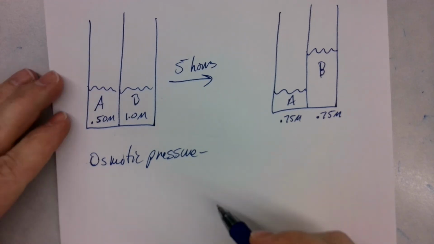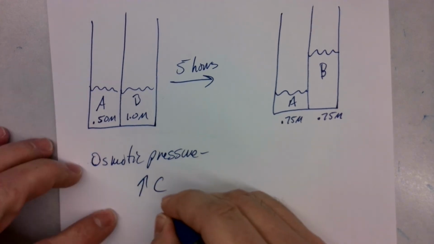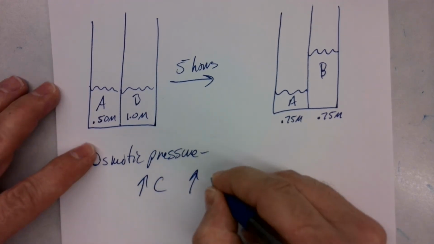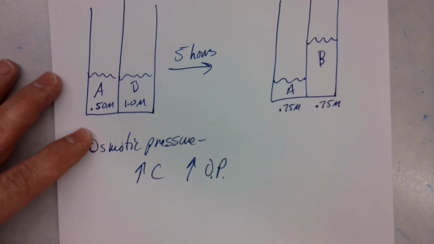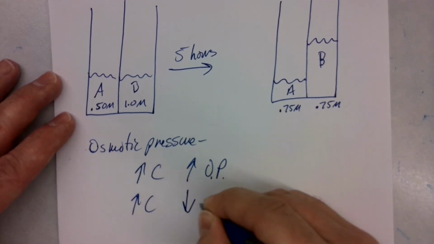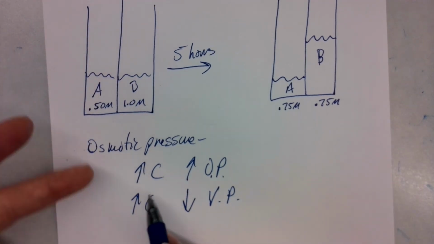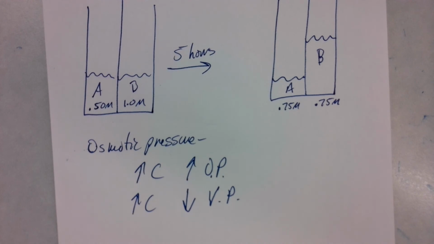Now, osmotic pressure. Okay? Higher concentration equals a higher osmotic pressure. Okay? The higher the concentration, the higher the osmotic pressure. The higher the concentration, the lower the vapor pressure. Vapor pressure and osmotic pressure are what of each other? Opposites, right? They're inverses of each other. Okay? So that, and you can look at it as concentration or the number of particles, however.